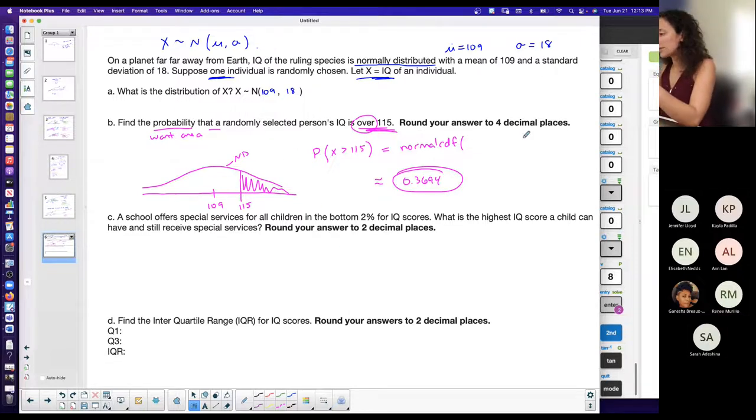Now, it says 4 decimal places. It doesn't ask me for probability as a percentage, so we're going to leave it that way. But 36.94% of these IQ scores on this planet are bigger than 115.